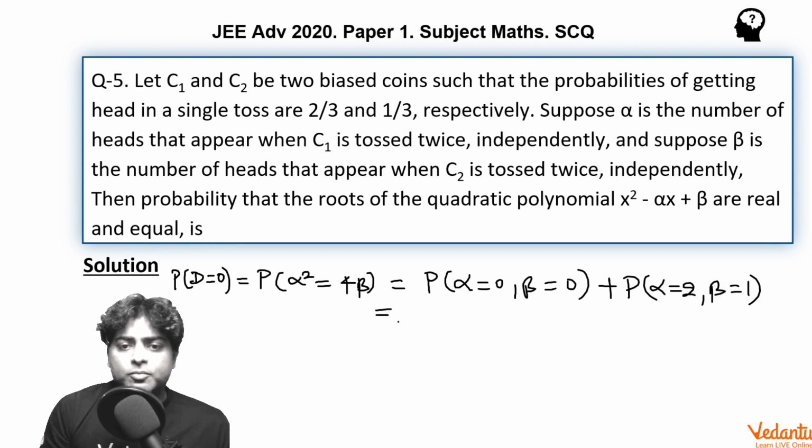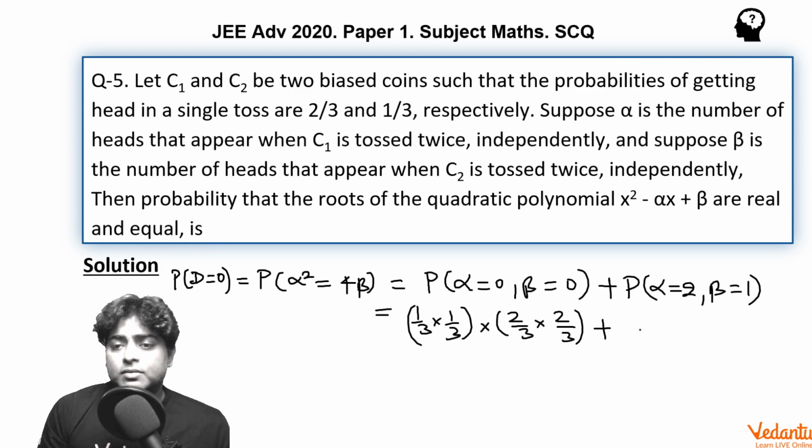Now the probability of the first case: alpha 0 means both times we are getting tails, no head is coming when coin 1 is tossed. Getting head when coin 1 is tossed is 2 by 3, so getting tail is 1 by 3. First time tail, second time tail. And when coin 2 is tossed, beta is 0, meaning both times we are getting tail. Getting head is 1 by 3, so getting tail is 2 by 3. Again tail 2 by 3, both times we are getting tails.